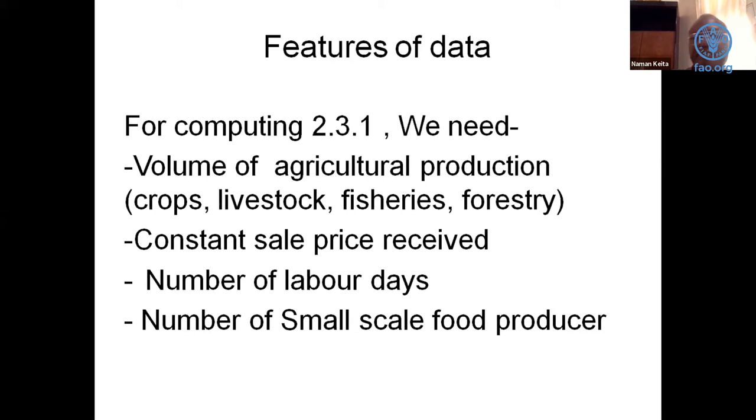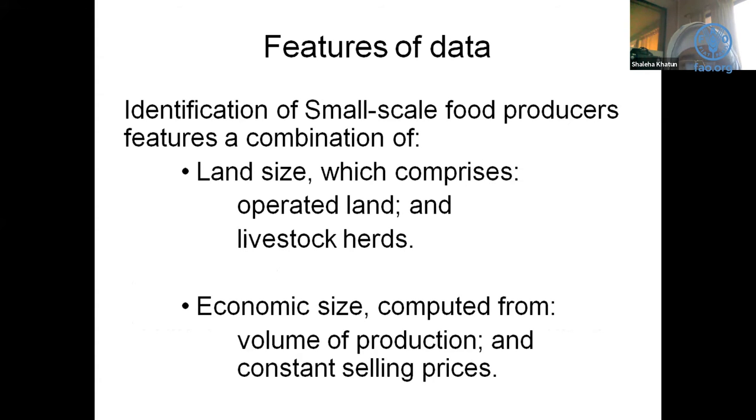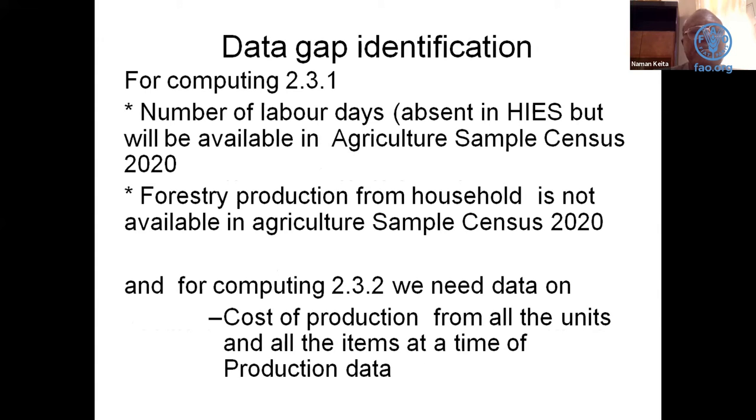Average labor productivity is the agricultural output divided by labor input, that is total revenue divided by labor days worked. So data gap for 2.3.1 would be the number of labor days, that is absent in the household income and expenditure survey, but it will be available in agriculture sample census 2020. And another one is forestry production from household, which is not available in agriculture sample census 2020, but it is available in household income and expenditure survey.